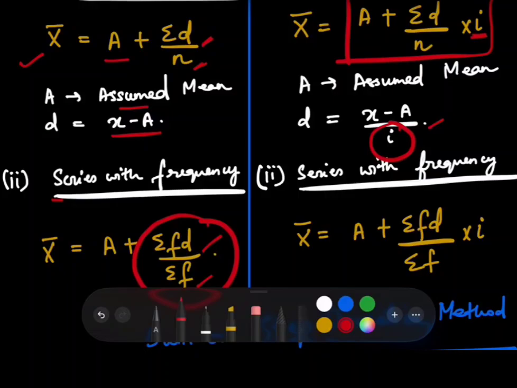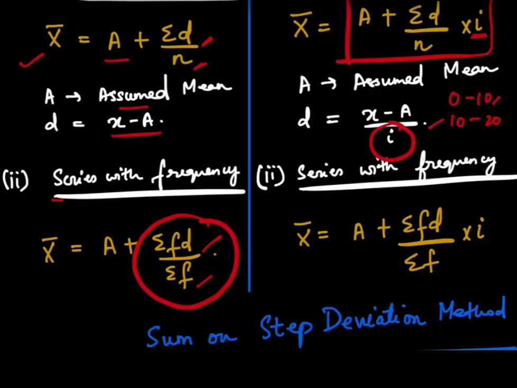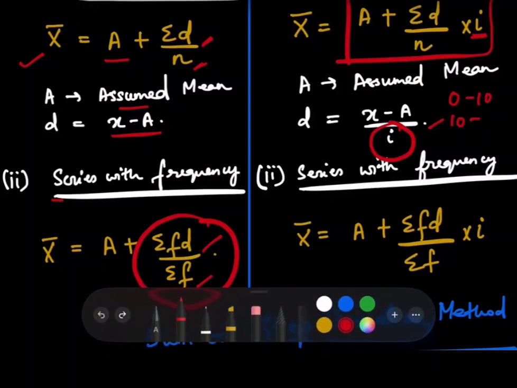Now, what is I? I is generally the difference of the class intervals. Suppose our class intervals are 0 to 10, 10 to 20, 20 to 30, then the difference between the lower limit and the higher limit of the class interval, that is 10 minus 0, 10, 20 minus 10, 10, that is I. So, we take x minus a divided by I in case of step deviation method.